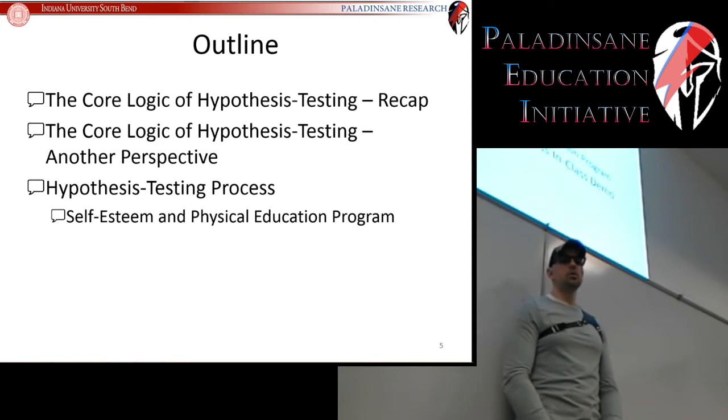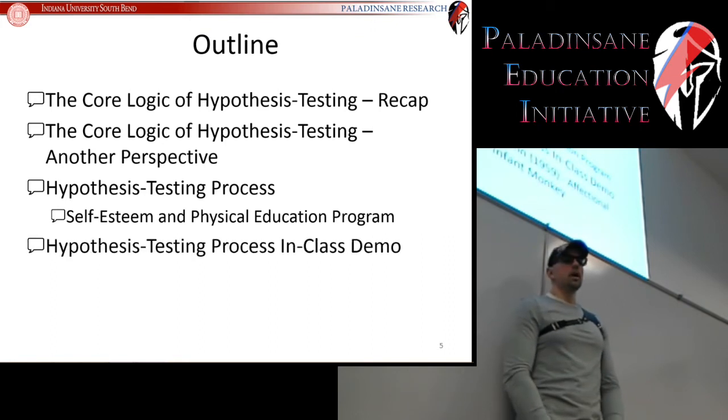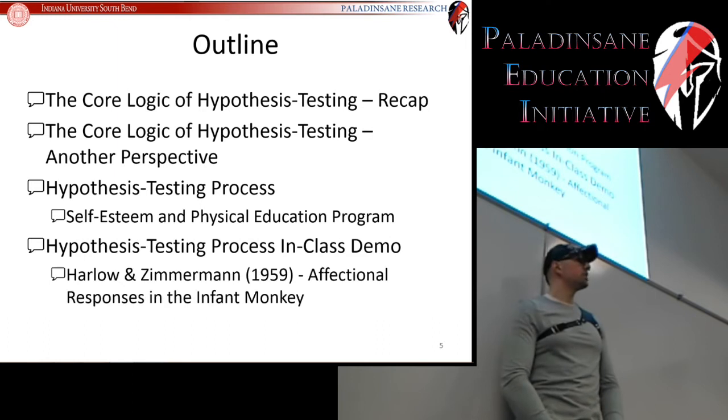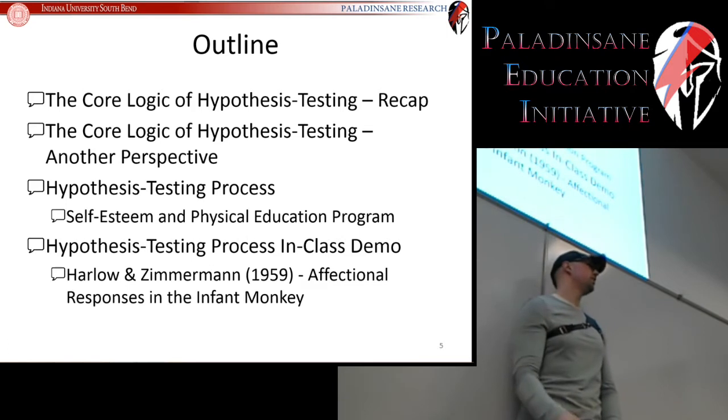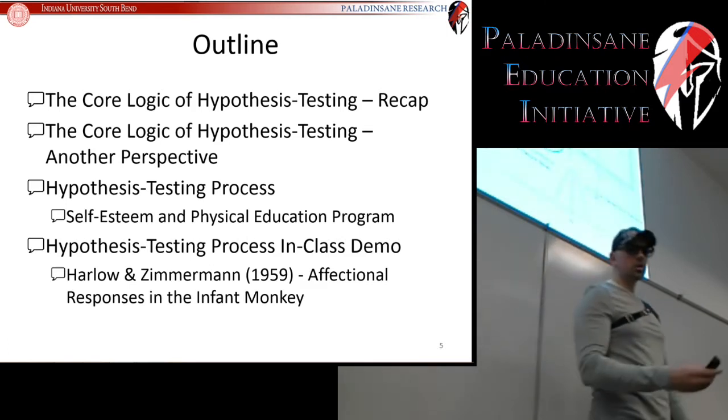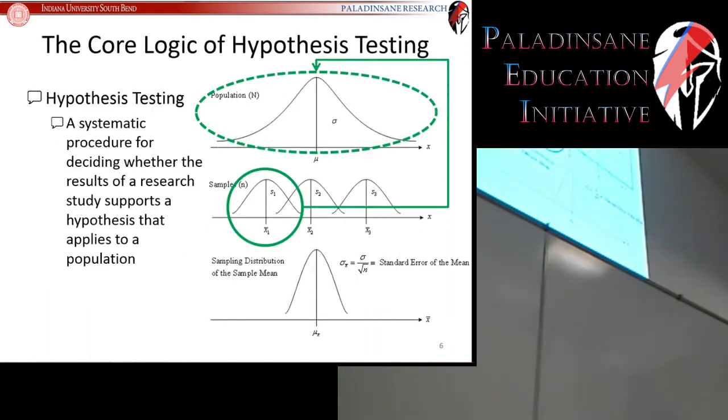And then we'll do some in-class demos, and we'll see if we can get to Harlow and Zimmerman when they did their studies on infant attachment and the infant monkey. We'll see what statistical tests they would have used in that situation, and we're going to do that today. So just a recap of what we're trying to do here.